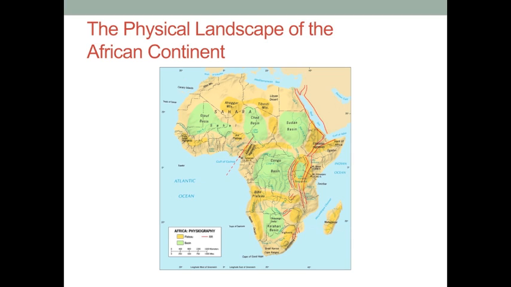In considering the physical landscape of the African continent, three major features should be focused on. First of all, of course, we have the deserts, the Sahara in the north, differentiating North Africa from Sub-Saharan Africa. We can also see the Kalahari and the Namib in the southern portion of the continent. But beyond the deserts, we also have the major Rift Valley in the east.